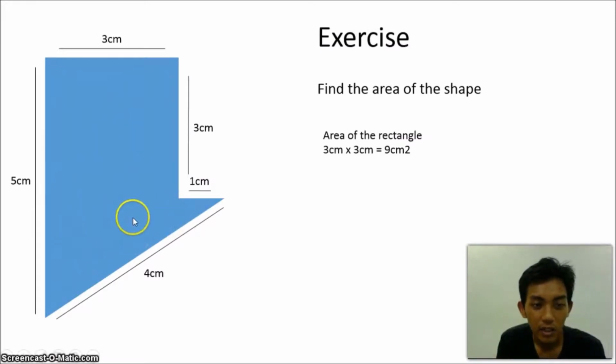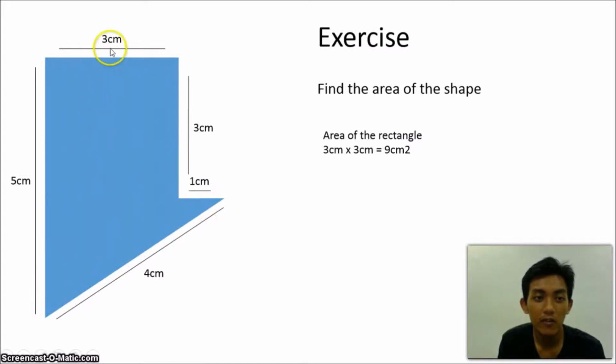As you see here, there are no height and length given for this triangle. So how do we calculate it? Use basic math to get the answer. The height of the triangle is, we take 5 cm from the total length minus 3 cm from this rectangle we just calculated. So that leaves us 2 cm for the height of the triangle.